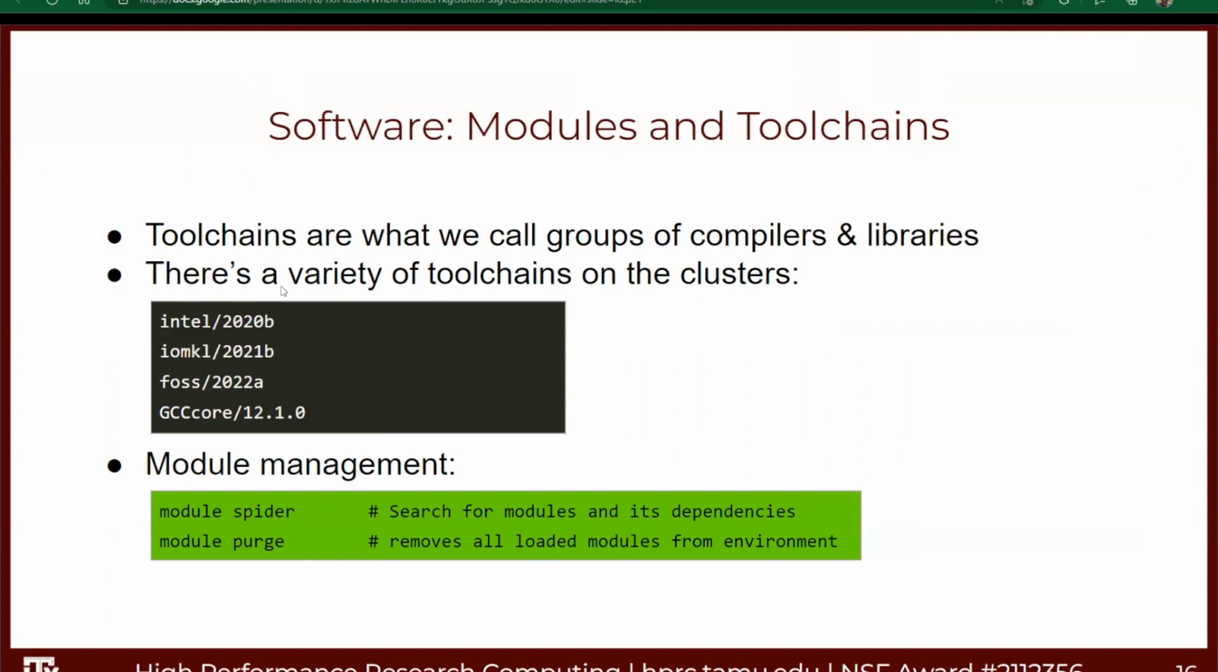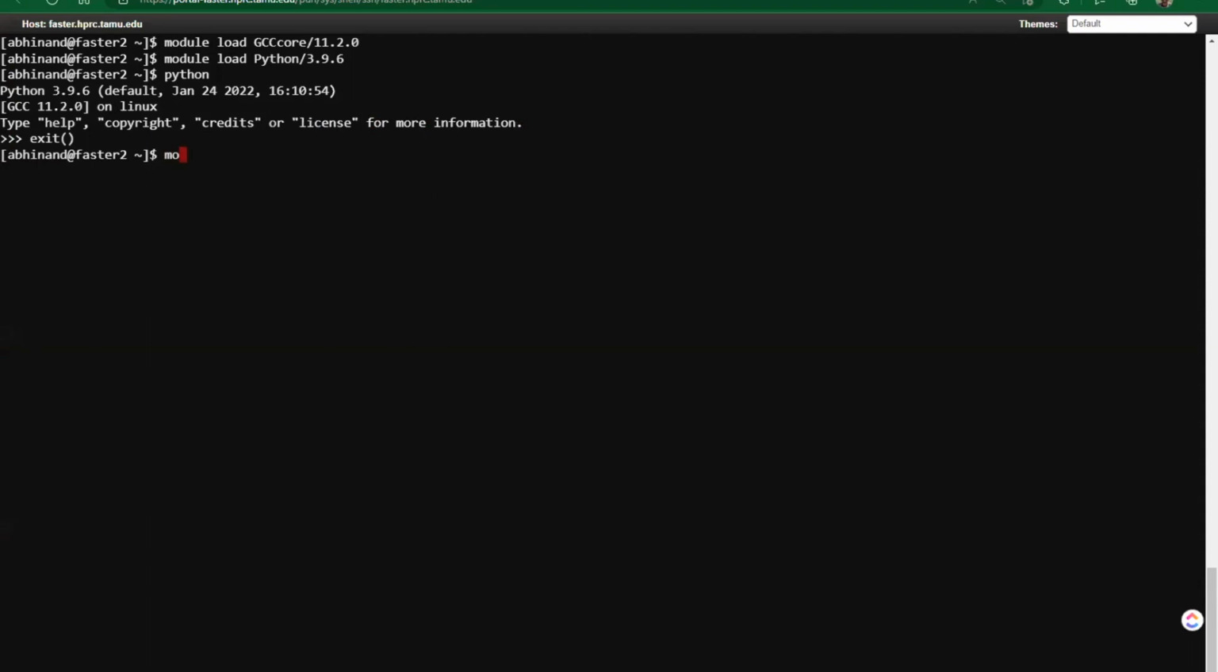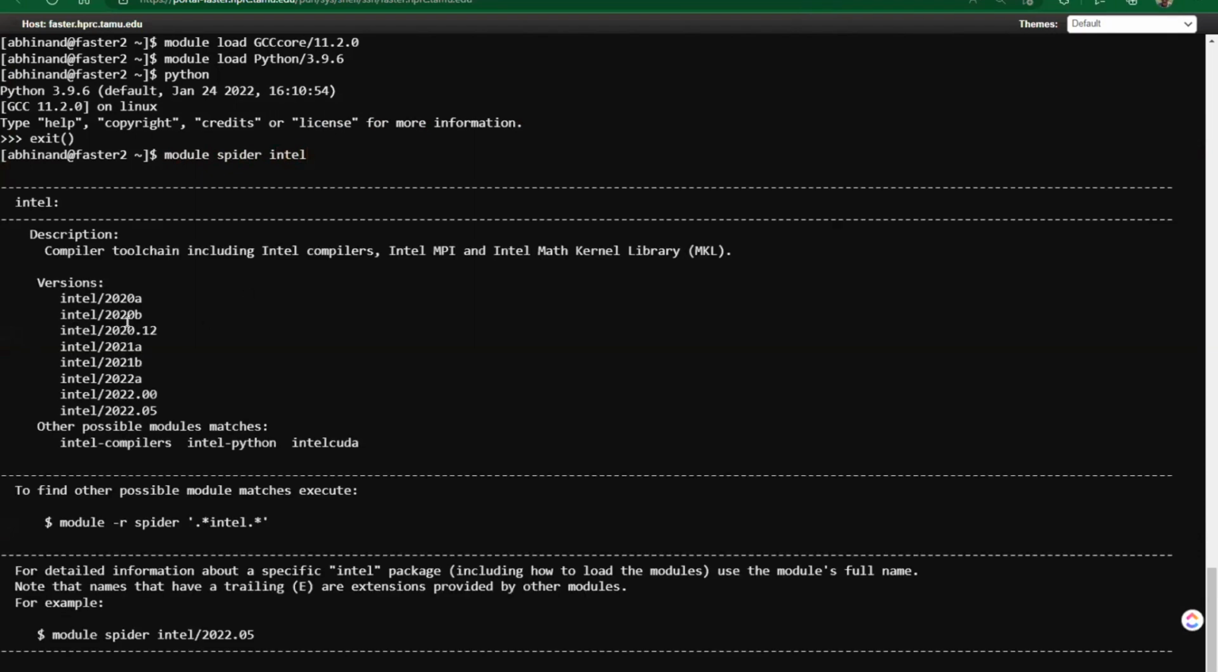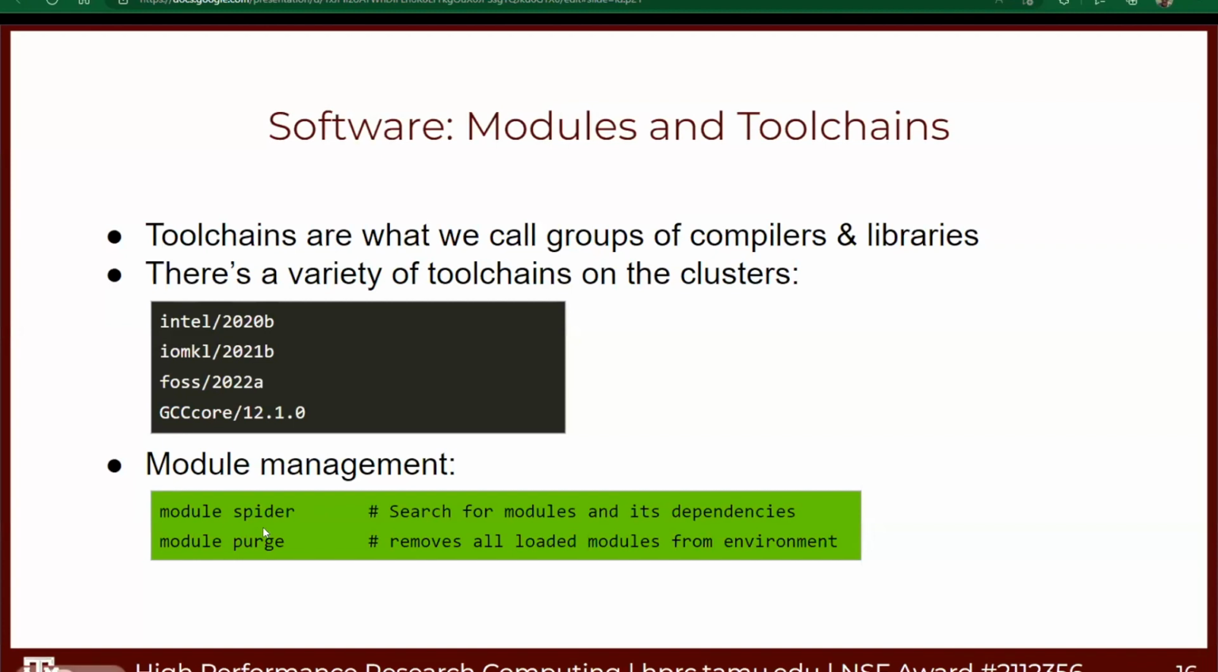I'm just showing it again for you. If you're trying to see what Intel compiler toolchains are available, just type module spider Intel, and it's going to list them out for you. All you need is to have this name correct, and you will be able to find all the available versions of the toolchain. A good practice is to do a module purge first and ensure that there are no unwanted modules already loaded, and then start loading the modules that you'd like to have.